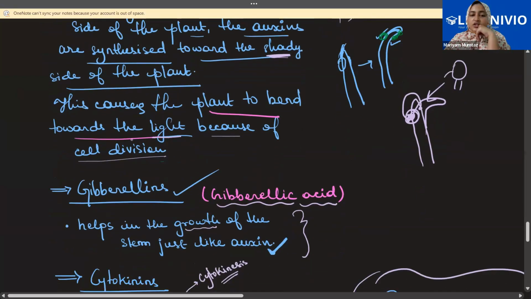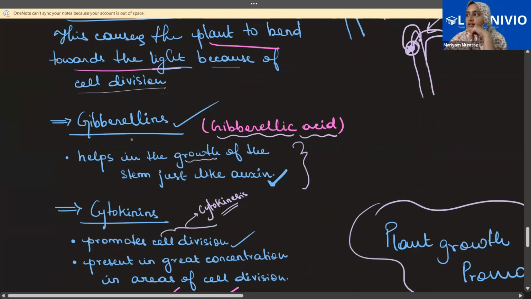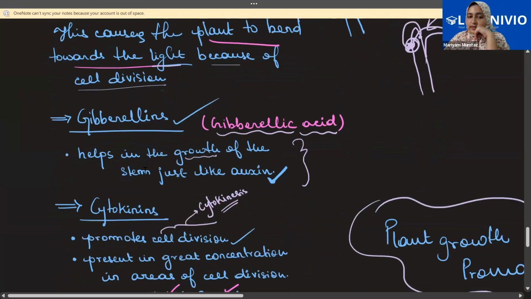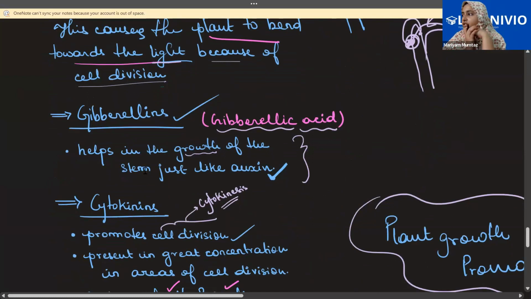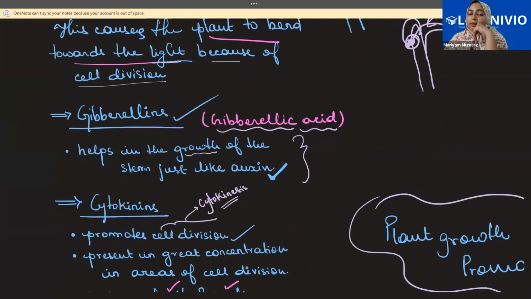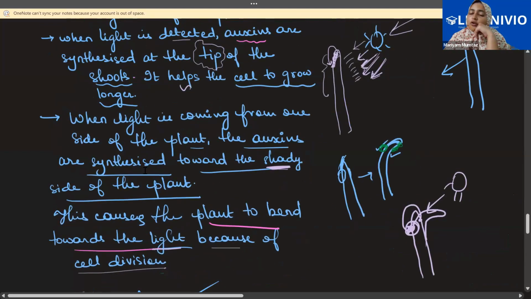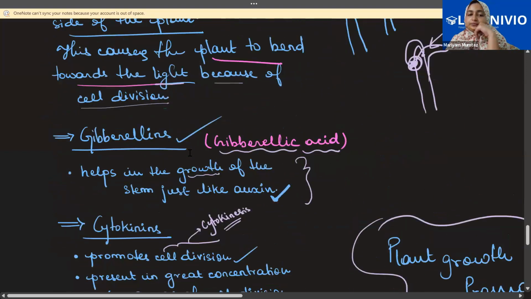There comes the gibberellins, or the gibberellic acid. So talking about the gibberellins, they perform the work just like the auxin, but remember that they help in the growth. They are particularly responsible for the growth in terms of length of the stem. Whereas auxin can cause the length of the stem as well as the length of the roots.